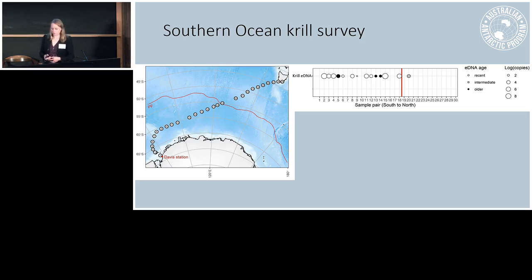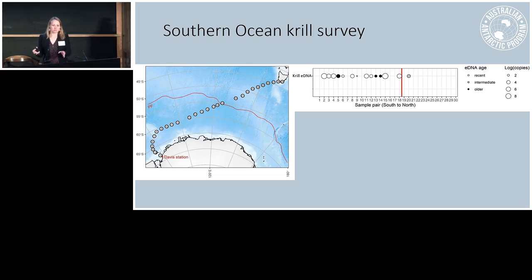We've then taken this method to the field. This is a resupply voyage to Davis Station, where on the way back we collected small water samples all the way to Hobart, and we measured the Antarctic krill DNA from Davis Station to Hobart, and the size of those circles indicate how much we actually found for each location. But we can also get an idea now how fresh or old this eDNA is. So the white ones contain eDNA that's less fragmented, whereas the dark ones contain more fragmented eDNA, so it's probably been floating around for a longer time.